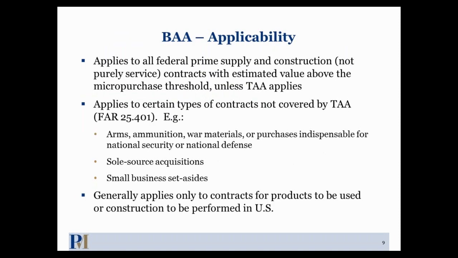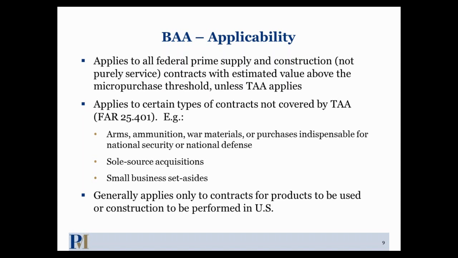So next slide popping up here, slide 9, a little bit on the applicability of the BAA. What types of contracts, and when does this come into play? It applies to all federal prime supply and construction contracts, but not contracts that are purely for services. And then there's the value of the contract you need to be mindful of. It needs to be a contract that is valued above the micro purchase threshold. So contracts below the micro purchase threshold, it will not apply to.